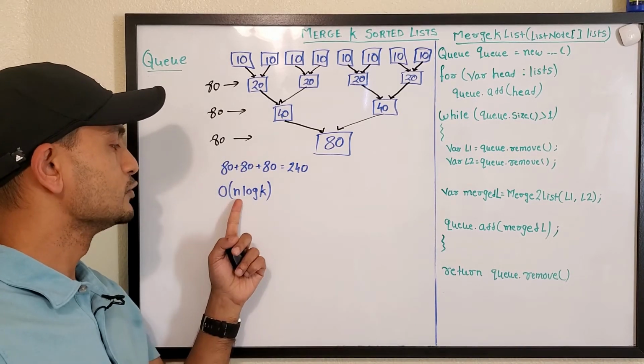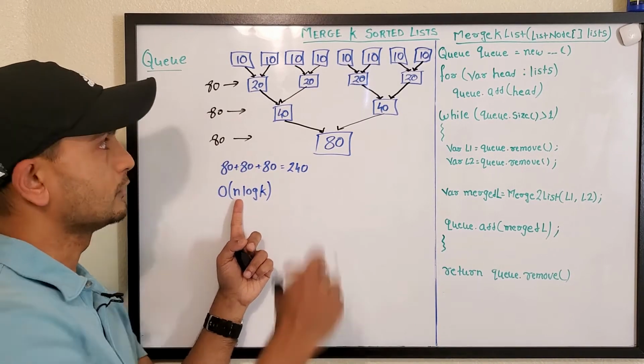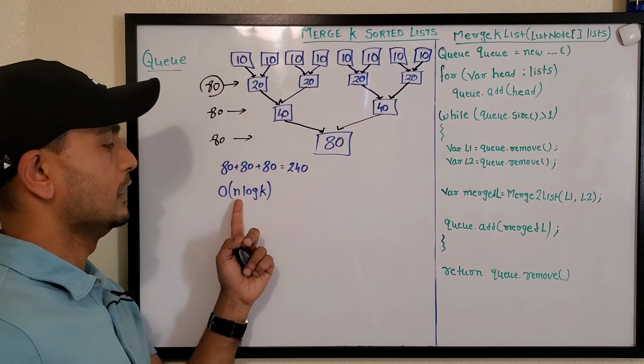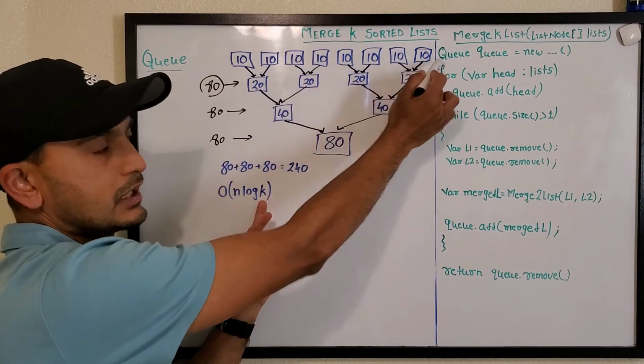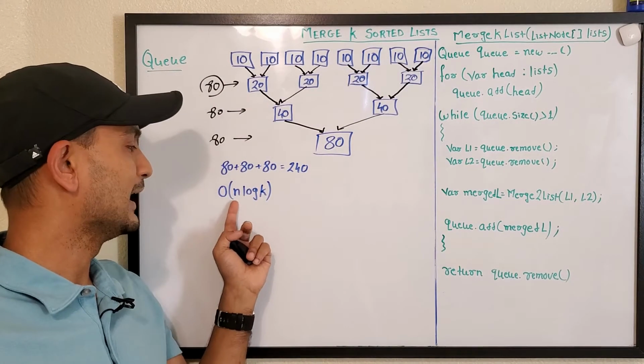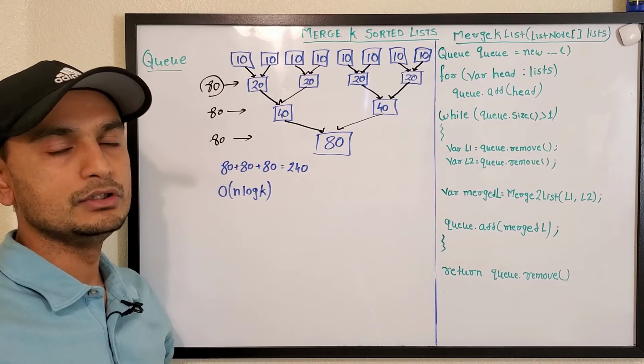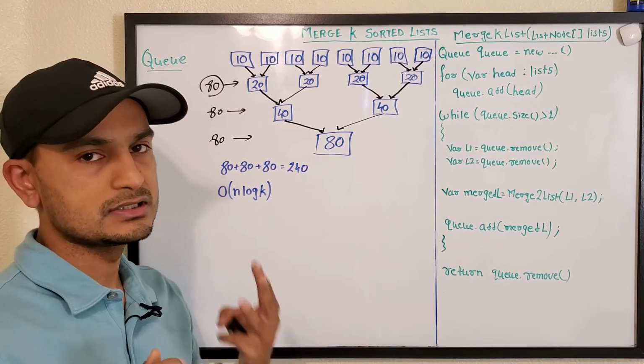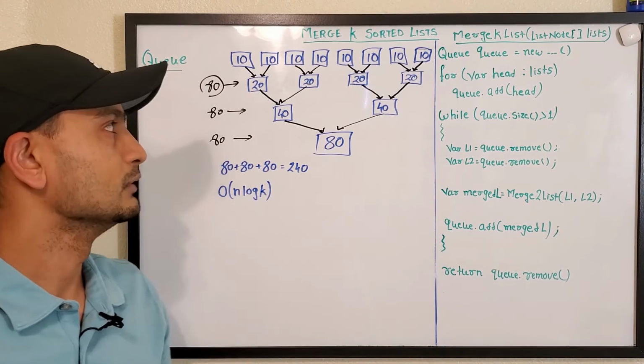So let's assume that n is the total number of elements, so n is 80 and k is the number of lists we have, so our time complexity would be n log k. So we know that log of 8 to the base 2 is 3. So let's look at one more example.